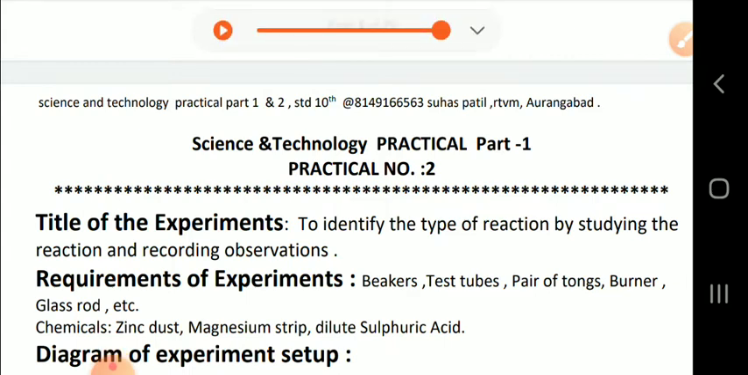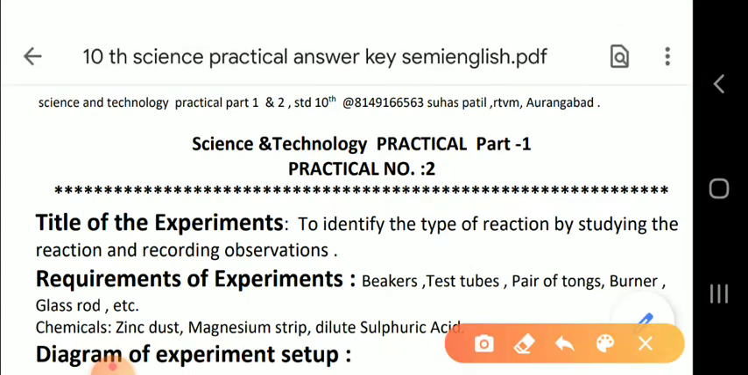Children, this is experiment number 2. I have already explained it to you. Now I'm going to show you how to write it here. Two parts are given. The third part you have to write yourself. I'll send you the observation.